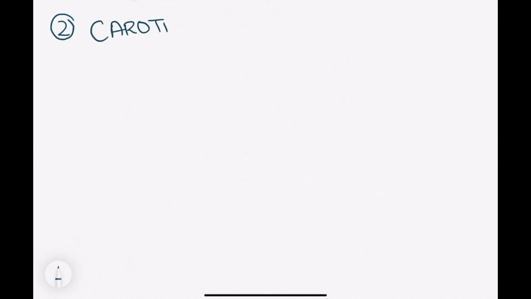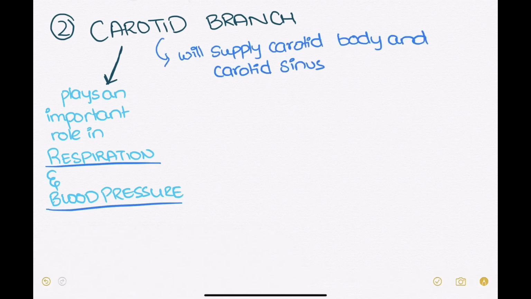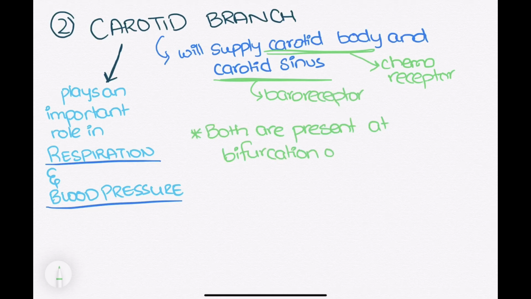The second branch is the carotid nerve. It plays an important role in respiration and blood pressure. It does so by supplying the carotid body and carotid sinus. Carotid body is a chemoreceptor, whereas carotid sinus is a baroreceptor. Both of these are present at the bifurcation of the common carotid artery.